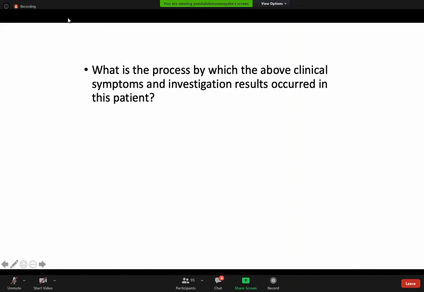So in this patient, you saw different clinical symptoms and investigation results. The patient came with a stepwise increase in temperature, had mild abdominal pain, and had a leukopenia with mildly elevated transaminases and increased CRP. So basically, those were the symptoms and the investigation results that you saw. So what is the process by which those symptoms and the investigation results occurred in this patient? Can we move on, sir?